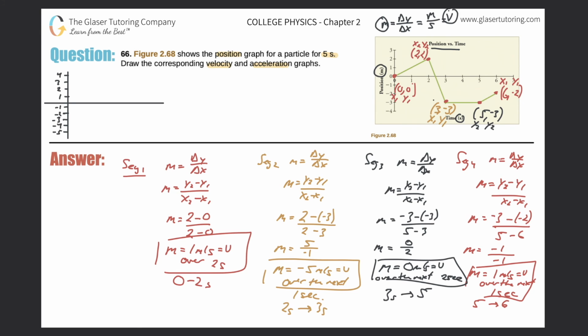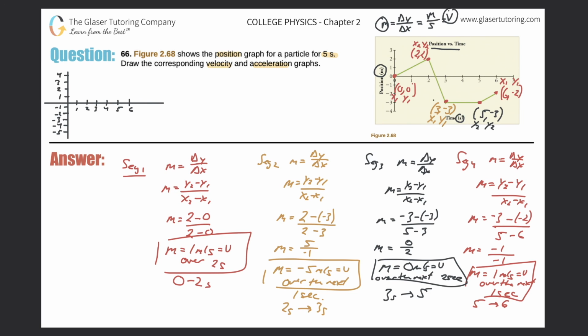Okay, so I also need my x, right? Let's call this 1, 2, 3, 4, 5, and then 6. That should cover all the time. Okay, so now for my first segment, right, from 0 to 2 seconds, what was the velocity? We calculated it to be 1 meter per second, right? So go to 1 meter.